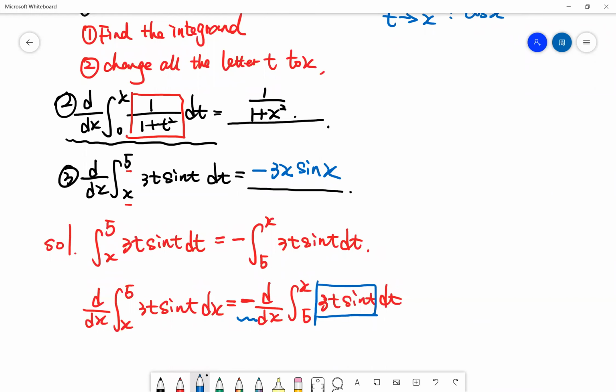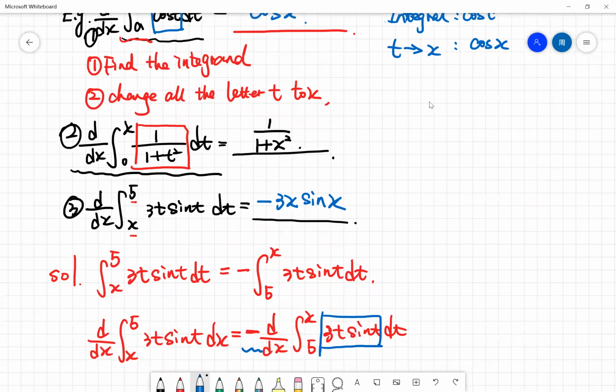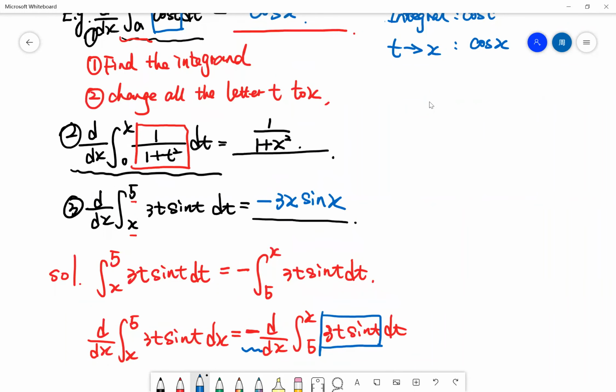Yes, also, don't forget the minus sign here. Roshi, can you repeat again? Okay. First, the formula here. I will write it again beside it. That is d/dx of the integral from a to x of f(t) dt equals f(x).